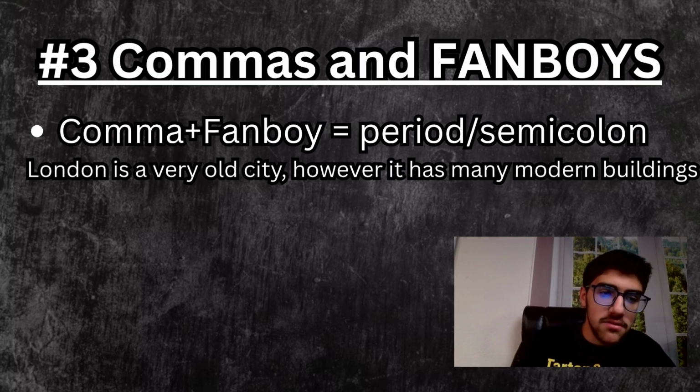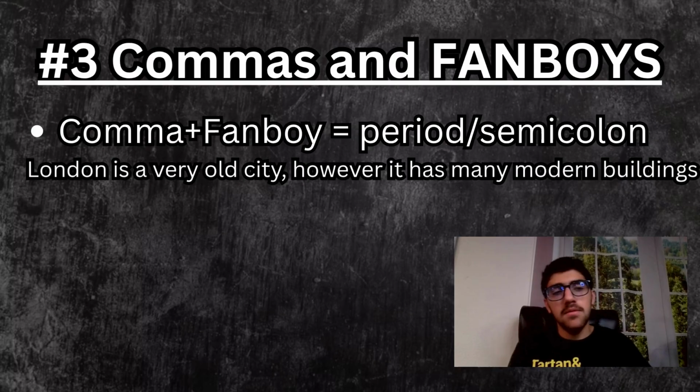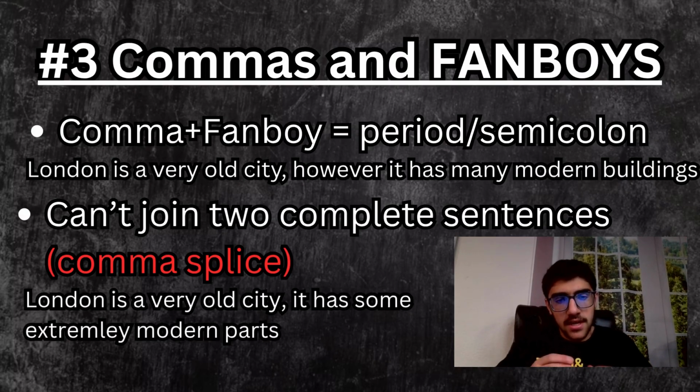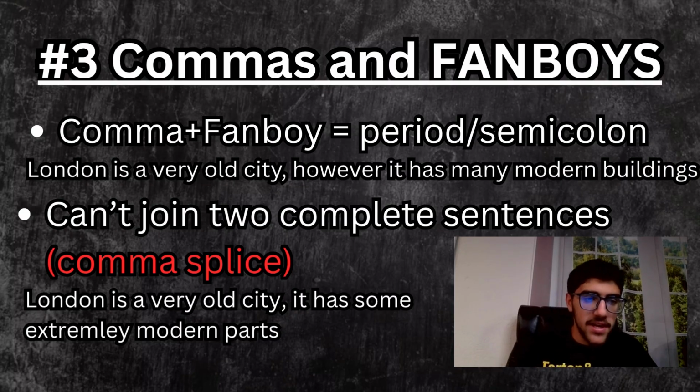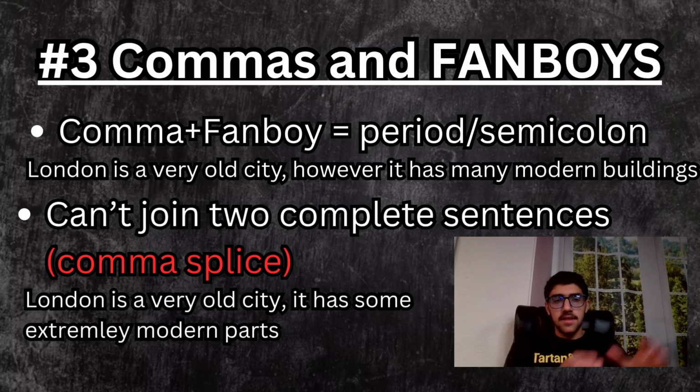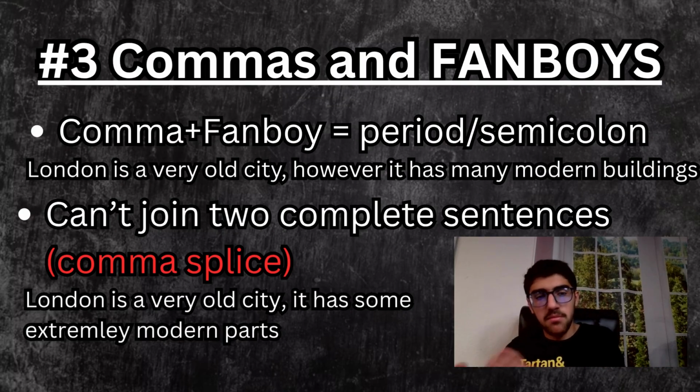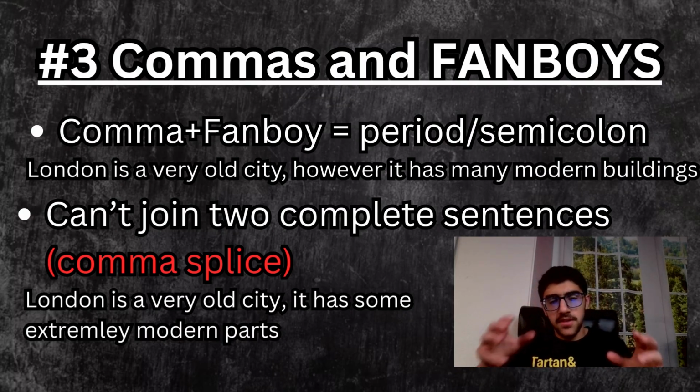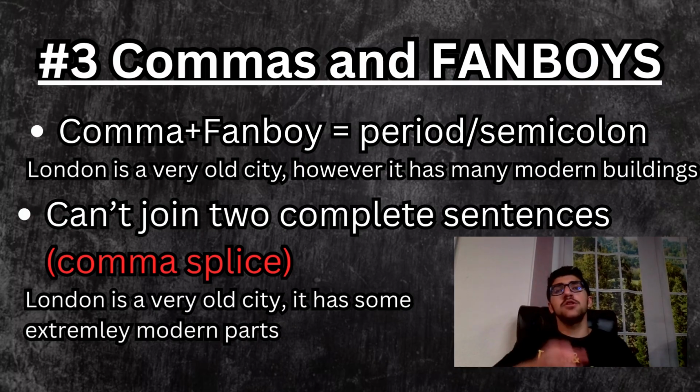The second thing is on commas. Commas cannot join two complete sentences. When you do that, it's known as a comma splice, and that is always incorrect. An example would be: London is a very old city, comma, it has some extremely modern parts. Right here, London is a very old city is a sentence, and it has some extremely modern parts is another sentence. They can't be joined by a comma, because that would be a comma splice.